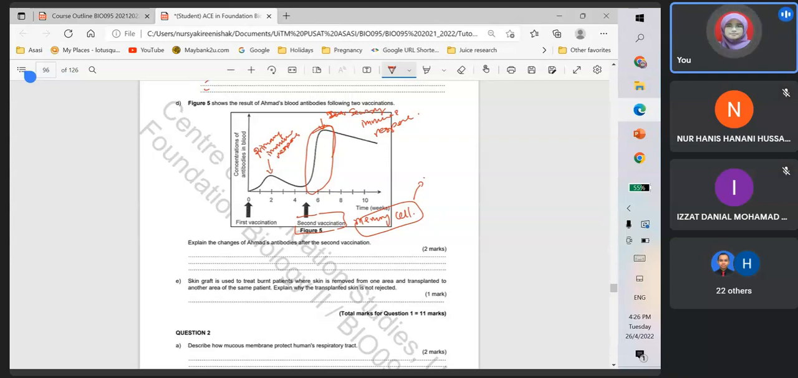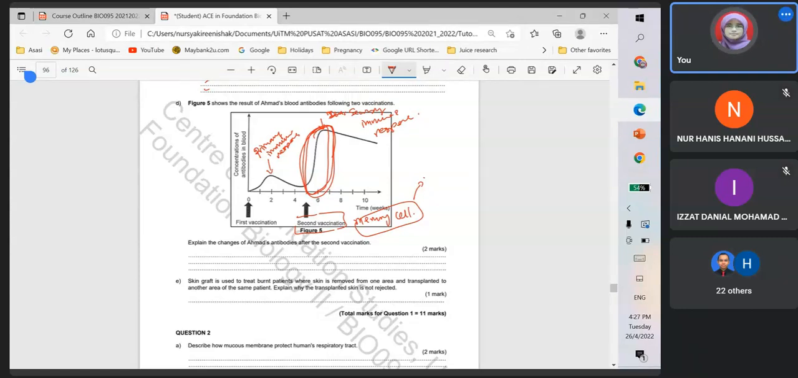And also you can include in your answer tadi kan, once you have the memory cell, it will rapidly proliferate. It will divide many times. Okay, many times proliferate into new B cell and also plasma cell. The plasma cell that actually produces the high concentration of antibody. So the production of antibody will take less time and produce rapidly. So that is another point that you can also include in your answer. Production of antibody will take less time and produce rapidly due to the presence of the memory cell. So therefore, after second vaccination, memory B cell already recognize the antigen, or it is exposed to the same antigen. Okay.